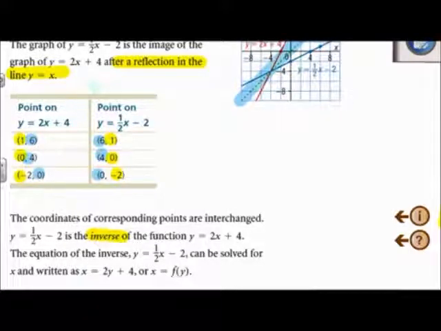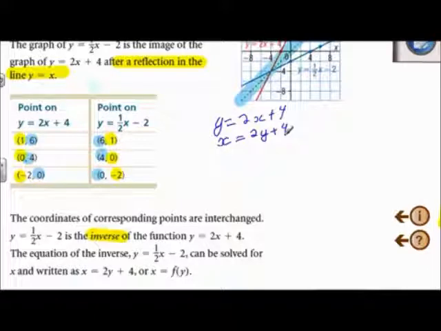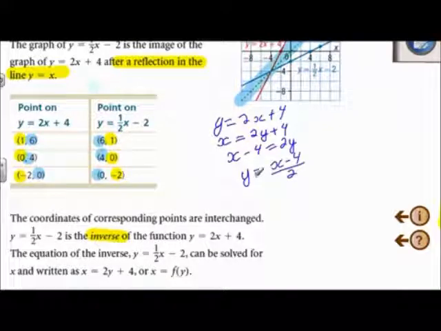For instance, let's take our original equation. They said y equals 2x plus 4. Switch the x and the y. X equals 2y plus 4. Resolve for y. Okay, subtract 4, so x minus 4 equals 2y, and now divide by 2. Y equals x minus 4 over 2.